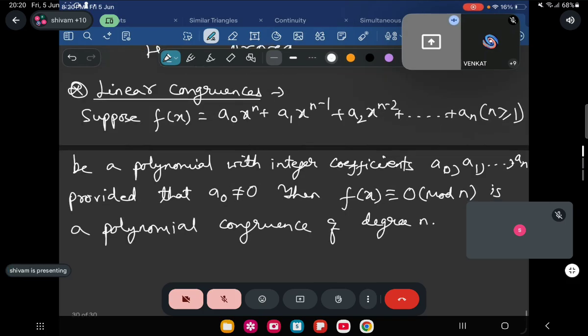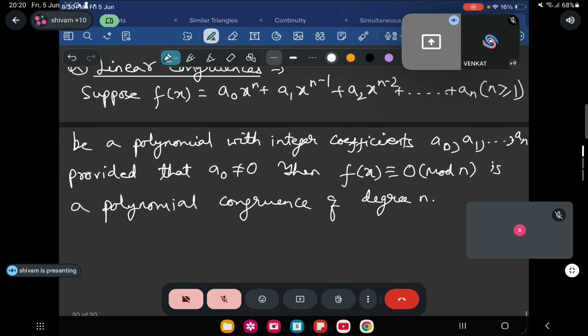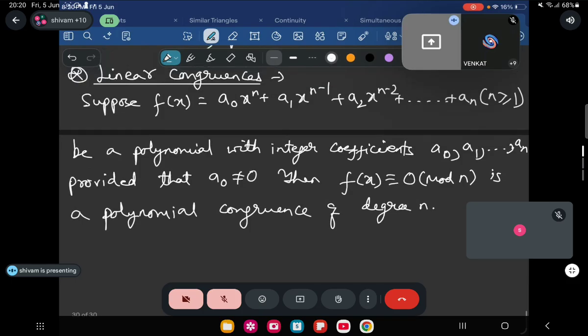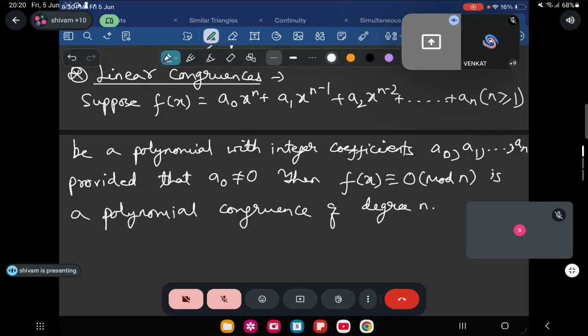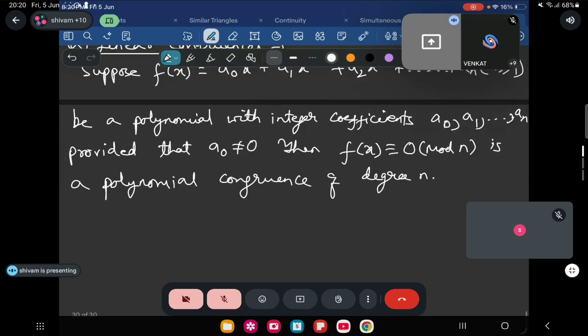Aviraj, are you getting? No. Some you are getting, some are not. Okay. You remember that this is a polynomial, right? It's a polynomial expression. If it is congruent to 0 mod n, then it is known as a polynomial congruence mod n. Okay. Try to understand if it's possible.